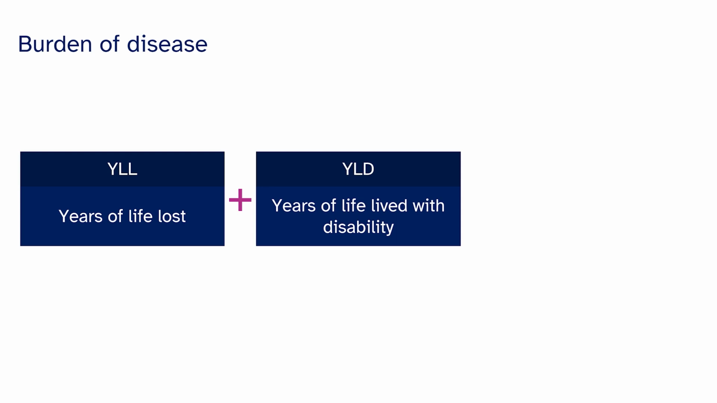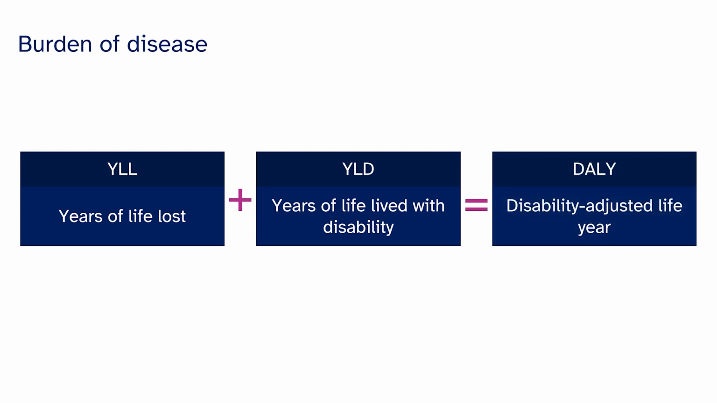Adding together years of life lost and years lived with disability gives a single figure estimate of disease burden, called the Disability Adjusted Life Year, or DALY. One DALY represents the loss of 1 year of life lived in full health.